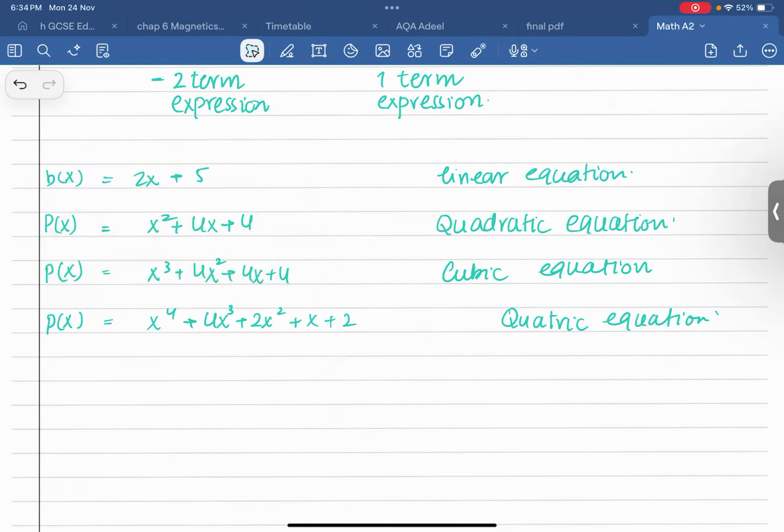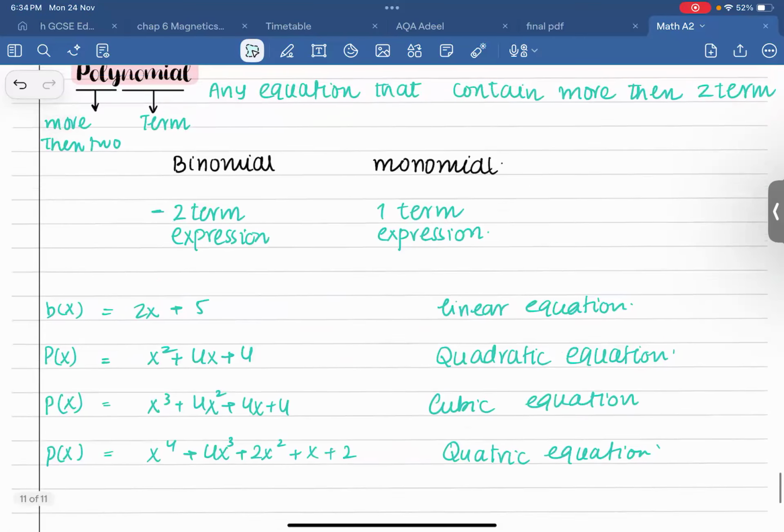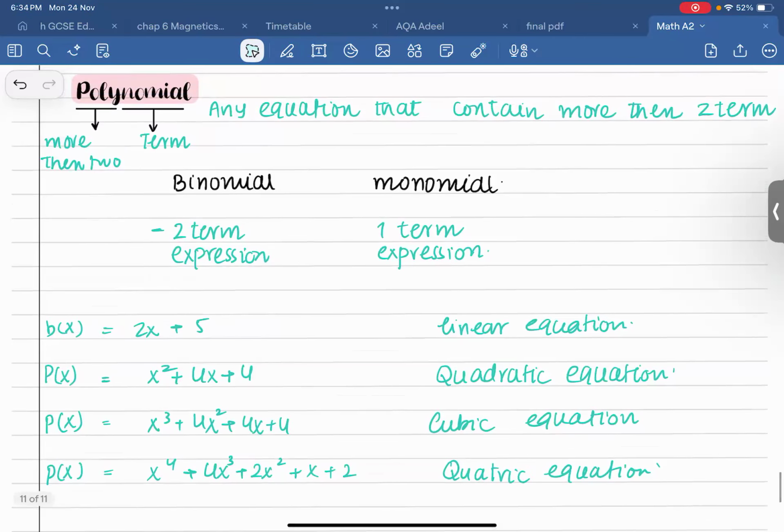Now moving on. Okay, so this is the simple concept of the polynomial, right? So a polynomial requires three terms at least, more than two terms at least, right? Irrespective of the powers, you just require three terms or more than that. So that will be known as the polynomial, right?